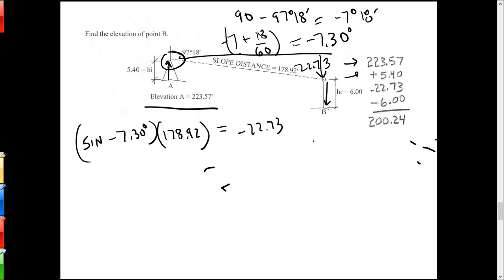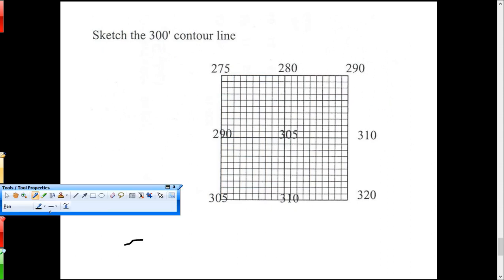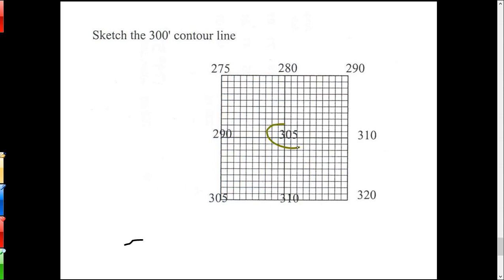So that one's just a bit of trig there on that angle down. That last one, just look for points that are above and below 300. So I just go through it first and look for points above and below 300.